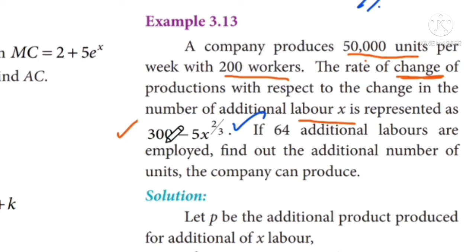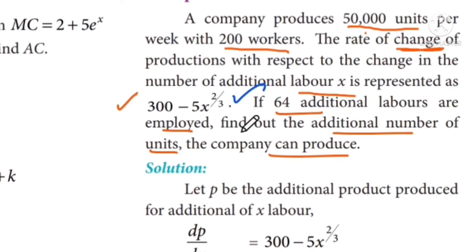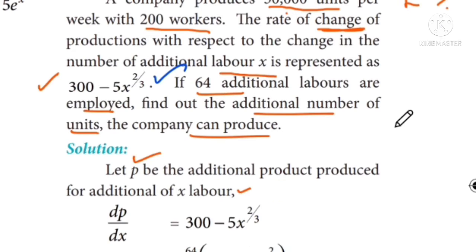So the rate of change is given as a function, 300 minus 5x to the power 2 by 3. If 64 additional laborers are employed, find out the additional number of units the company can produce. If you take P as the production and X as the laborers, production is changing with respect to the laborers: dP by dx. P is the production, X is the laborers.